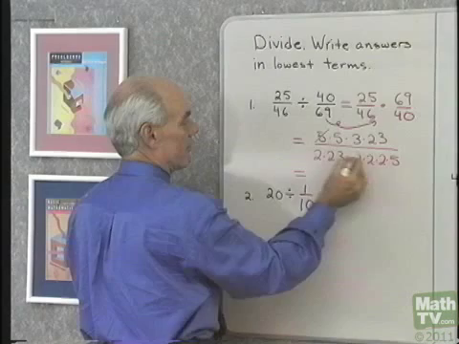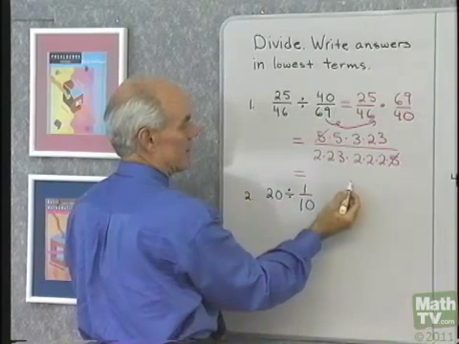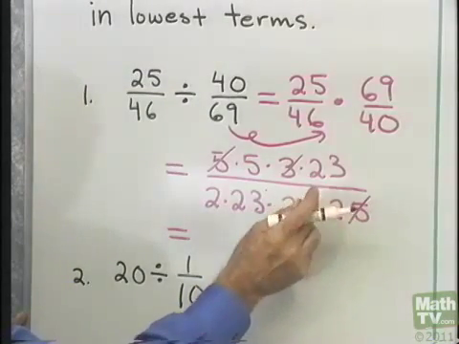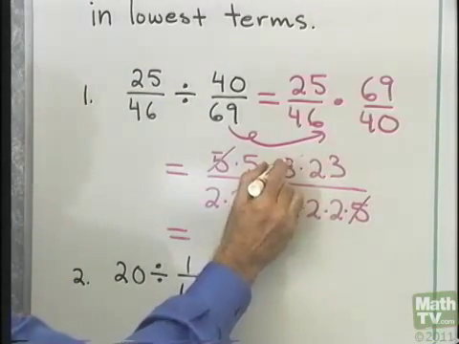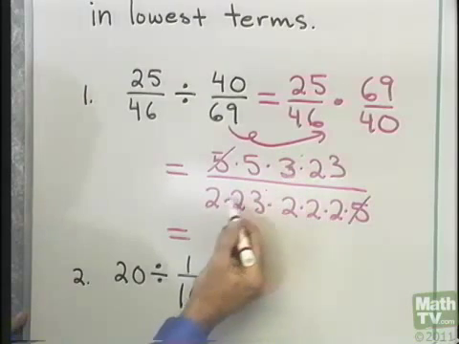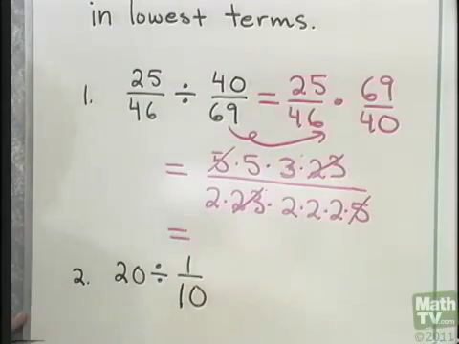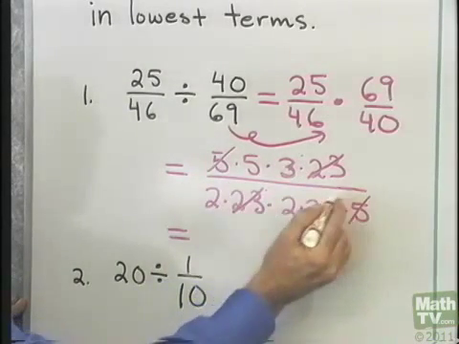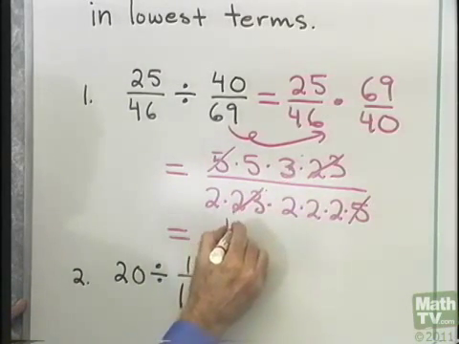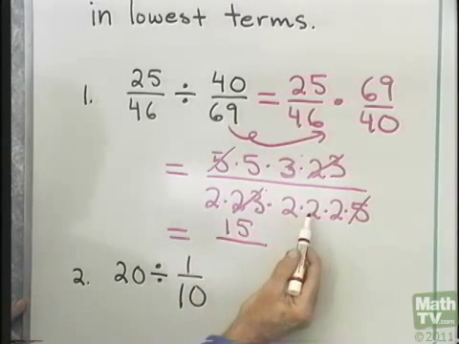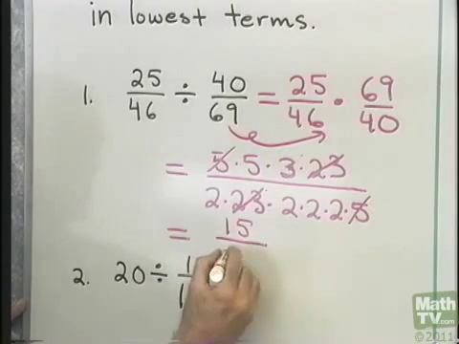Now I'll divide out common factors, divide out the 5s. Let's see, I've got a 3 here and a 3 over, I don't have another 3. Whoops, I have a 3 right here and no other 3's in the denominator. Now I have a 23 here and a 23 here. So now what's left in the numerator is 5 times 3, which is 15. What's left in the denominator is 2 times 2, which is 4, times 2 is 8, times 2 is 16.